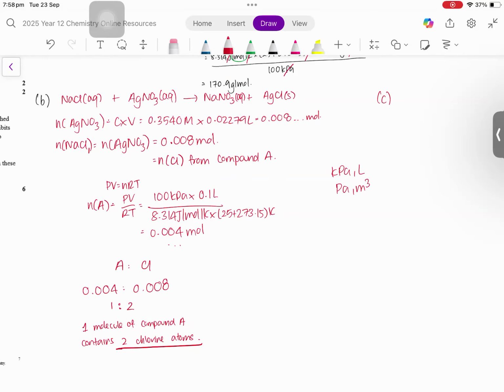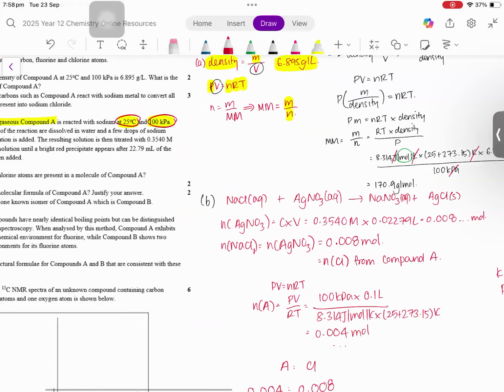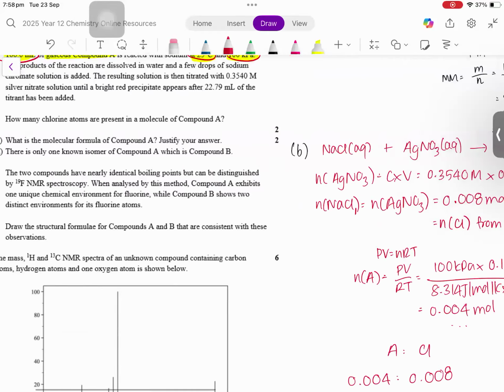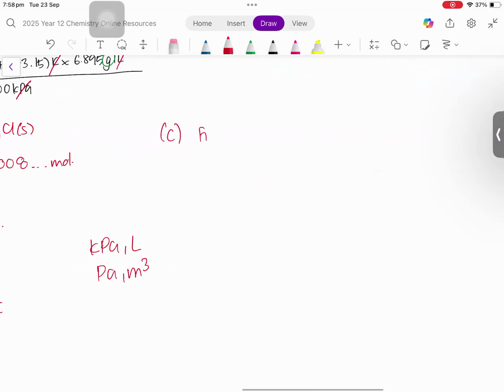Part C. What is the molecular formula of compound A? Justify your answer. Molecular formula is how many atoms of different elements are in it. You already know the amount of chlorines. So guys, from part B, you've already figured out that there's 2 chlorines. What did you figure out from part A? What was part A asking you about?